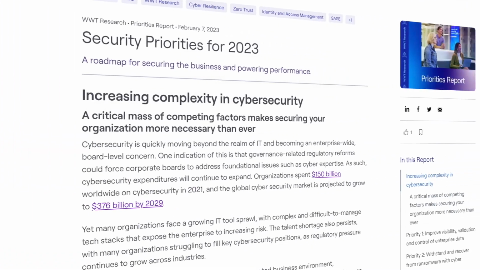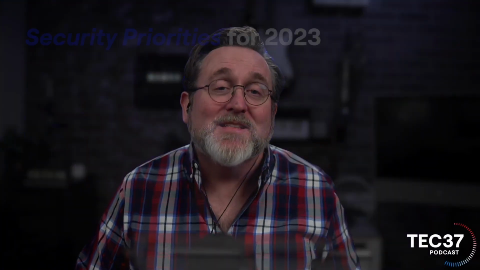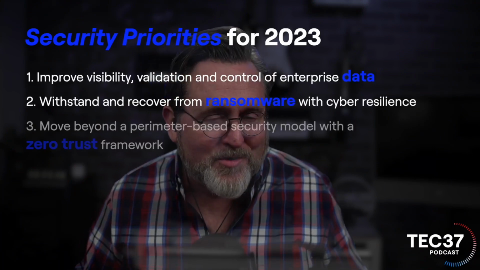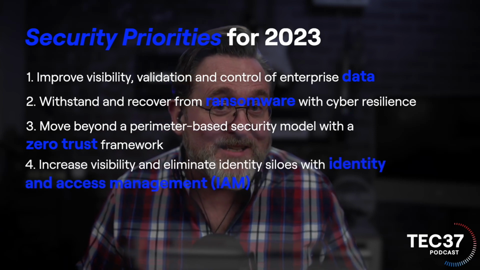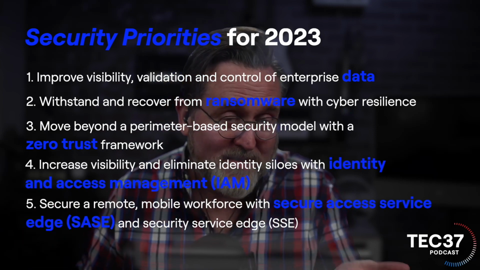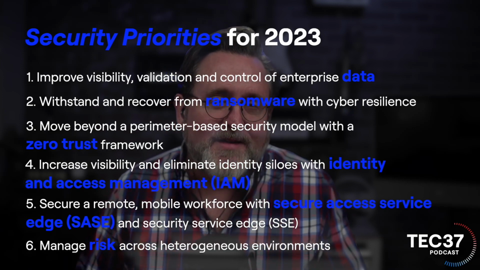A substandard approach to IAM will cause negative ripples through the rest of your security stack. Guaranteed. Well, in the study titled Security Priorities for 2023, Worldwide Technology highlighted 6 areas: data, ransomware, Zero Trust Framework, Identity and Access Management, Security Access Service Edge, or SASE, as well as SSE, and then risk mitigation across heterogeneous environments. Today's show on identity features my conversation with industry expert Jayson Yee.